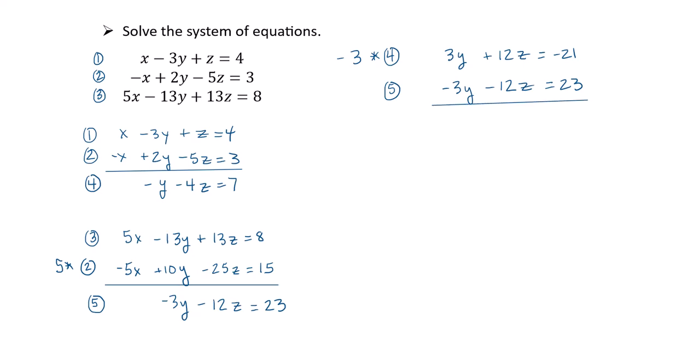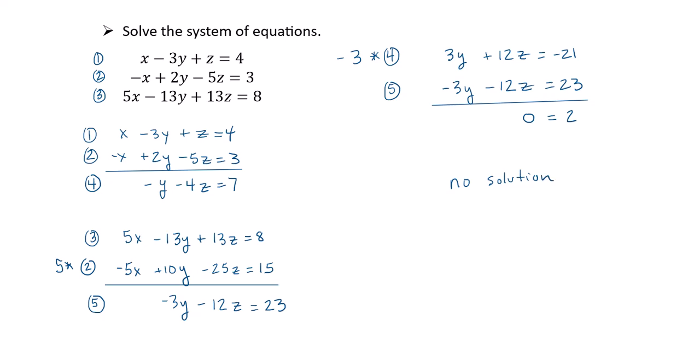Now when I add these equations, my y's cancel out like I was hoping, but my z's also cancel out. So I have 0 on the left side of this equation, and on the right side I have 2. So this is going to be a system that has no solution.